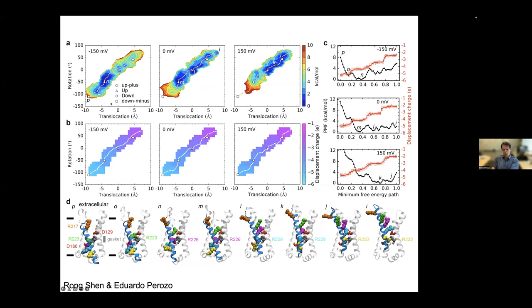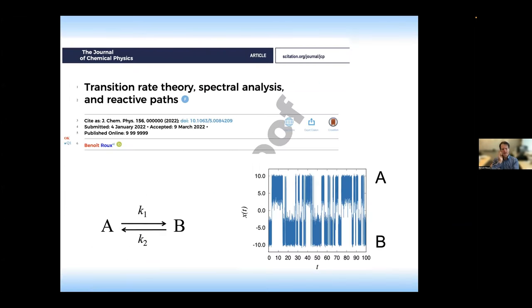But we wanted to do more than that. And so now let me dwell a little bit on some new theoretical analysis for slow conformational change. This is a paper I put in the chat for your interest. So imagine you have two states and they interchange very slowly. This is a generic two-state problem.